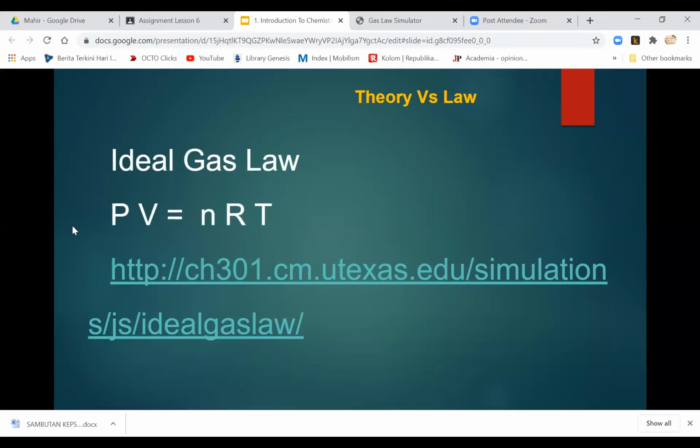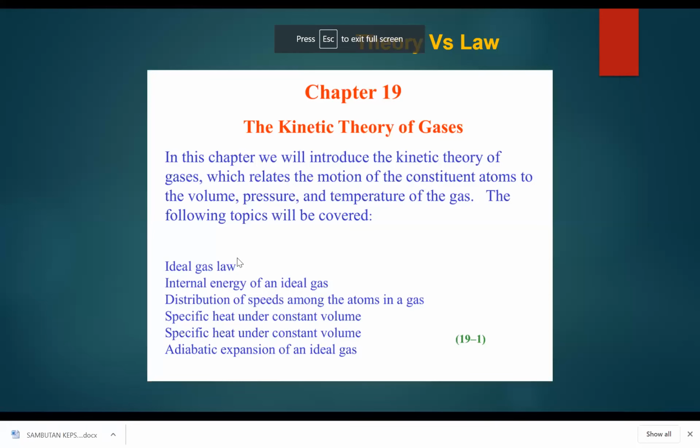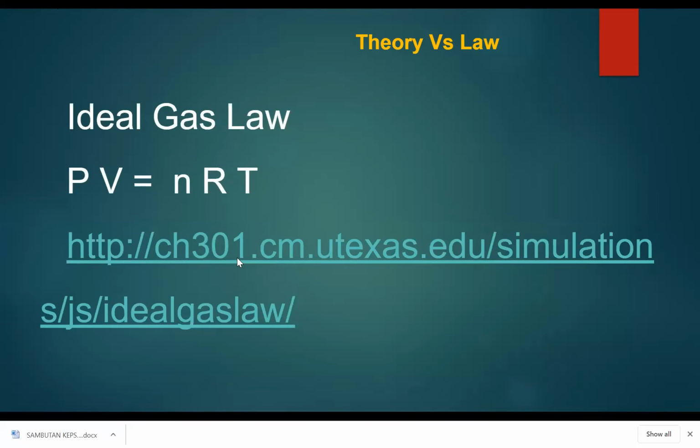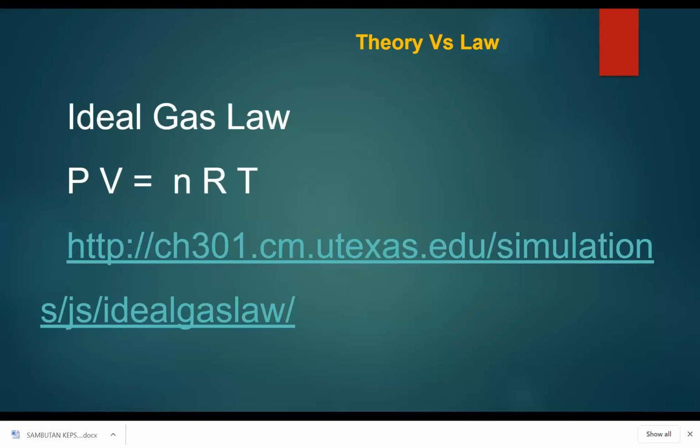Okay, so I proved this formula by knowing the behavior of the particle in the kinetic theory of gas. I'm learning about the behavior of the particle, but after that, I made one formula, which is pressure times volume is equal to N times R times T. So now this formula has become a law, and we call this one the ideal gas law. It is not kinetic theory of gas anymore, but now it has become the ideal gas law.